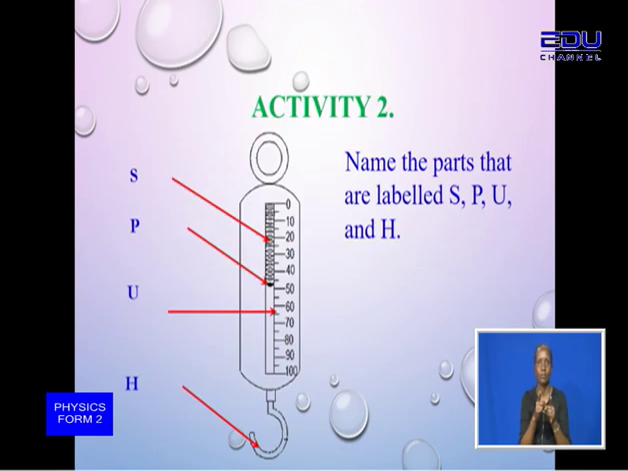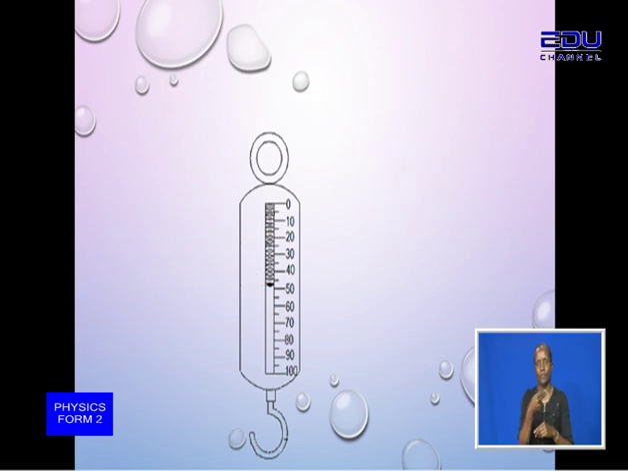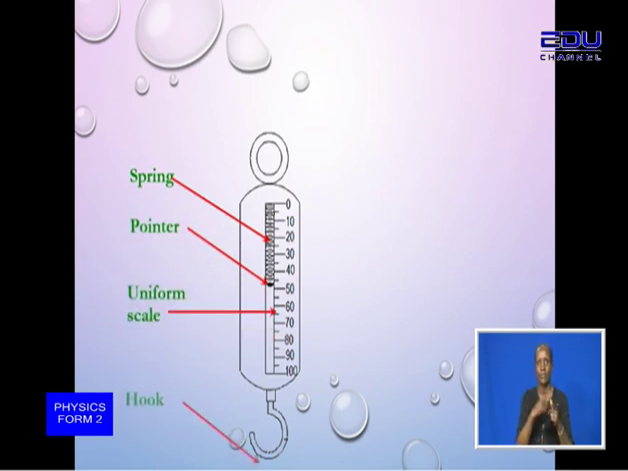And the second activity is on the spring balance itself. So name the parts that are labeled S, P, U, and H. Okay, so of course S is the spring. Then P is the pointer, U is the uniform scale, and H is of course the hook.